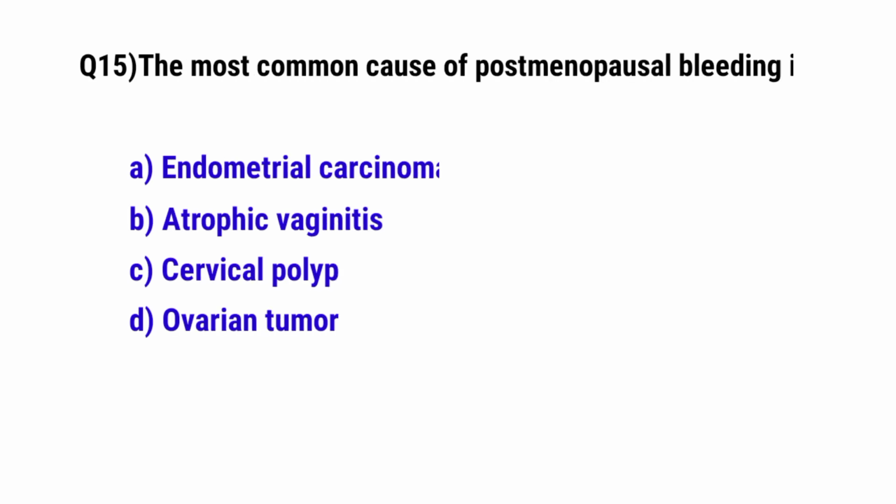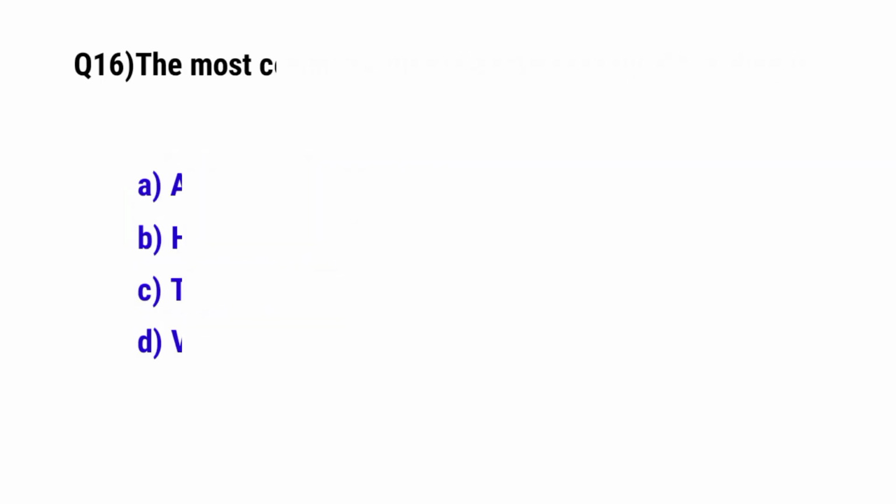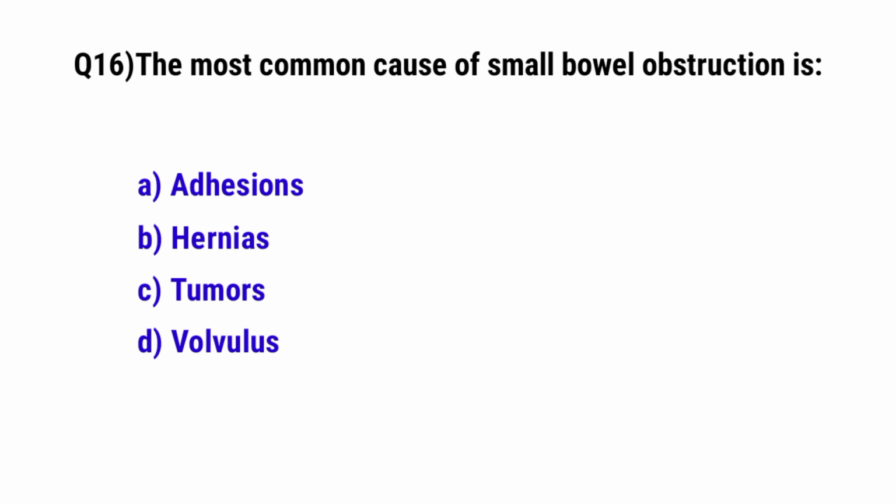Question number 15. The most common cause of postmenopausal bleeding is? The correct option is B. Atrophic vaginitis. Question number 16. The most common cause of small bowel obstruction is? The correct option is A. Adhesions.